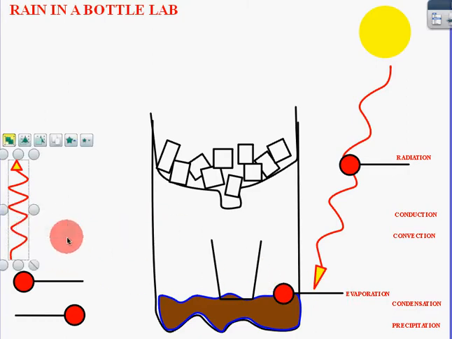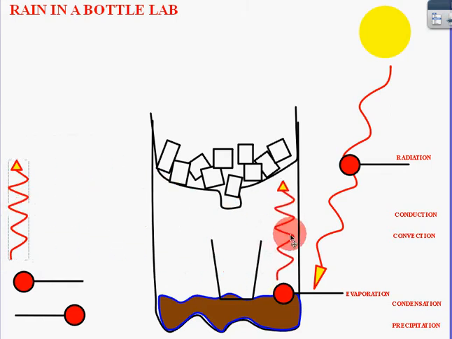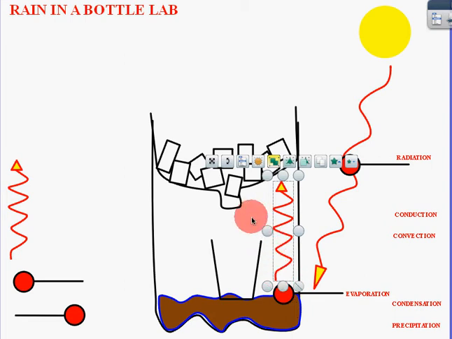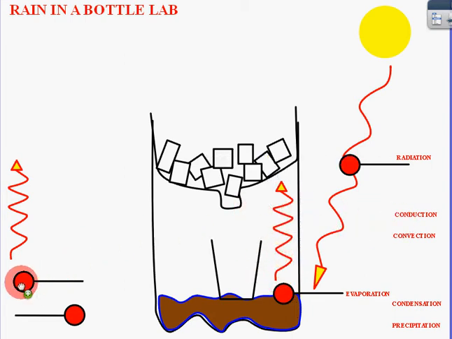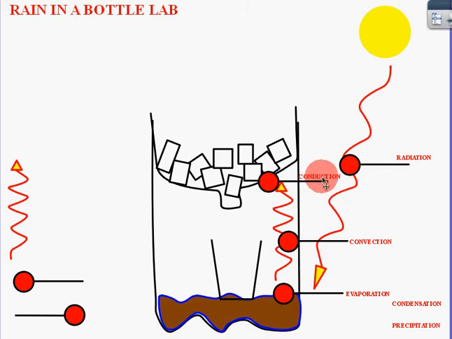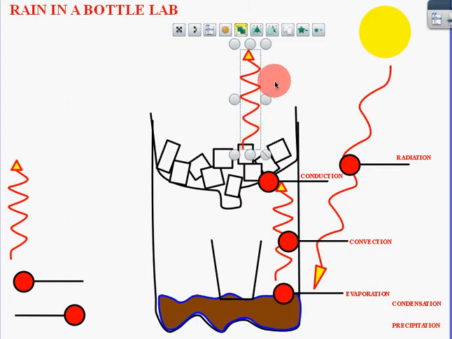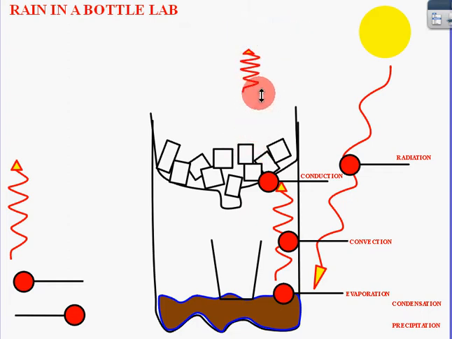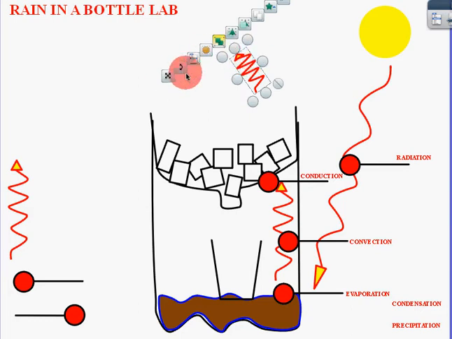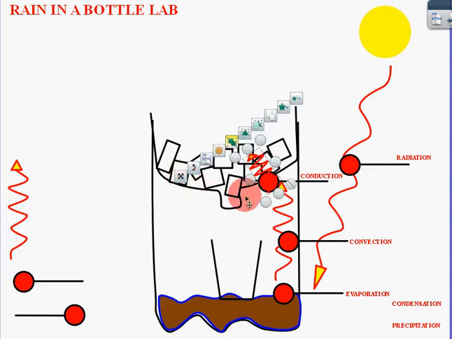It's going to rise up because it's warmer, through convection, and then it's going to eventually get all the way up here and touch this surface. The energy is going to conduct into the ice. So I'll take a little small one there. We'll shrink it down to show how it moves out of the bottle and into the ice.